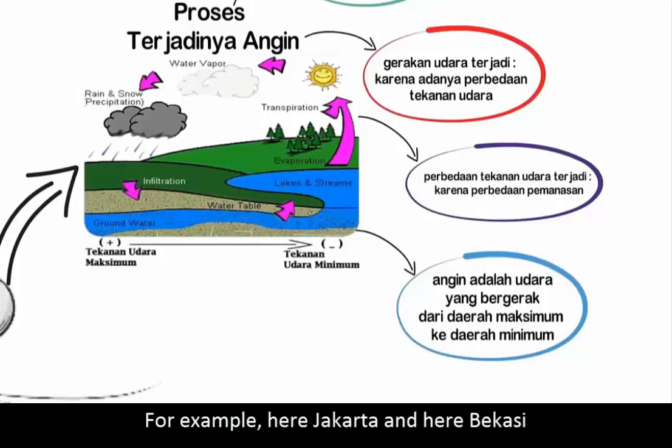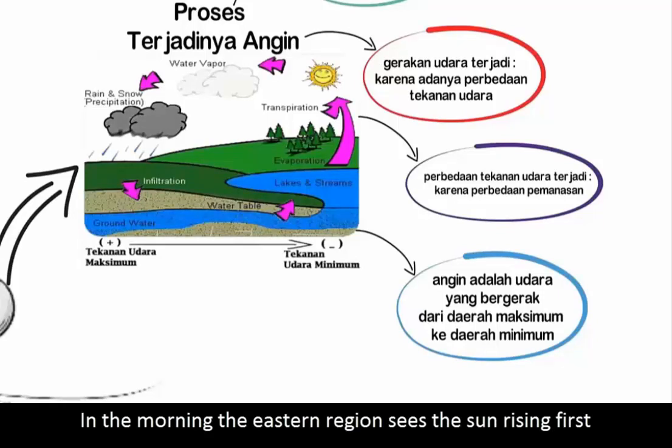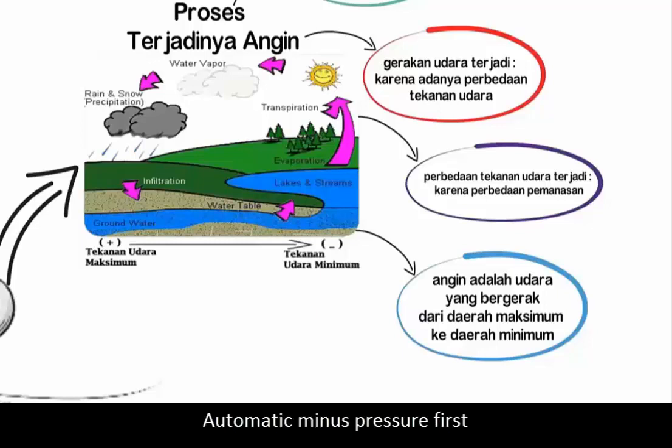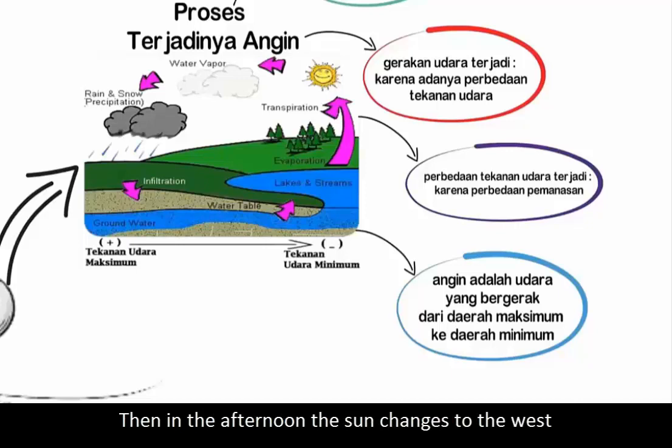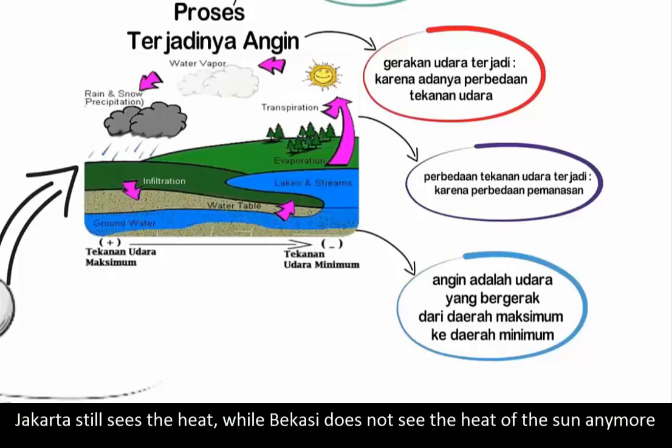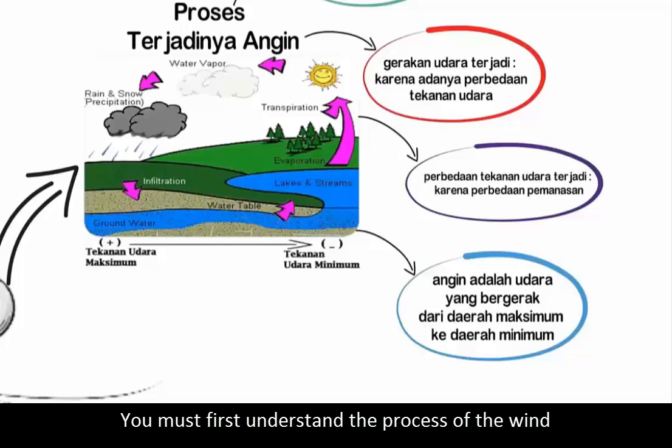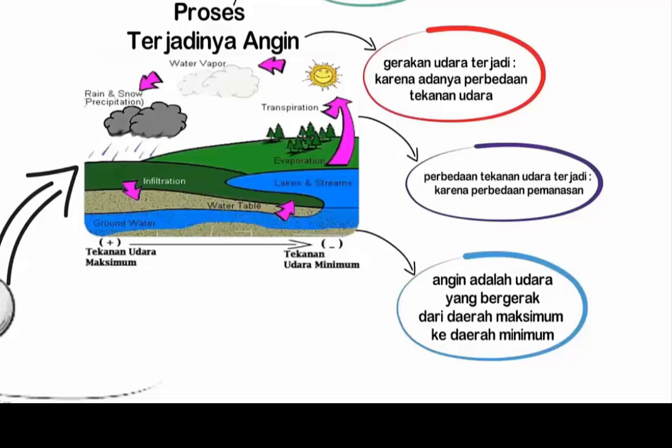For example, here Jakarta and here Bekasi. In the morning the eastern region sees the sun rising first. Automatically minimum pressure first, then the wind will move from Bekasi toward Jakarta. Then in the afternoon the sun changes to the west. Jakarta still sees the heat, while Bekasi does not see the heat of the sun anymore. You must first understand the process of the wind.